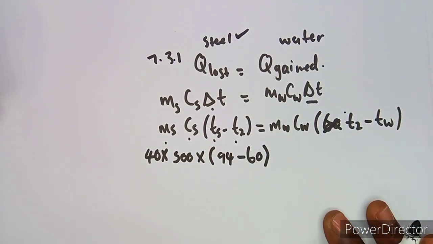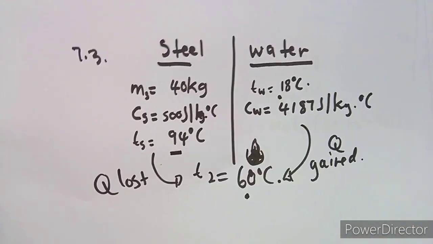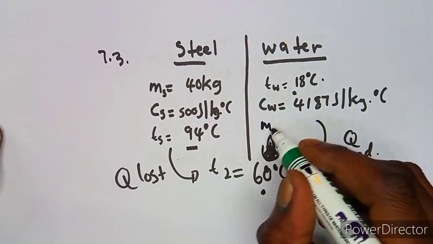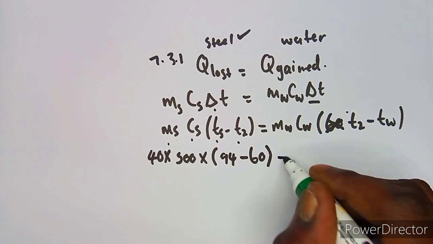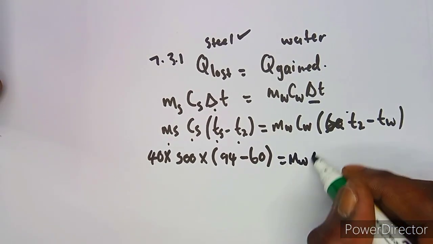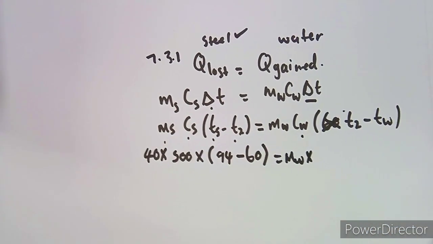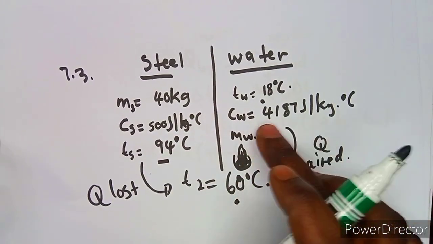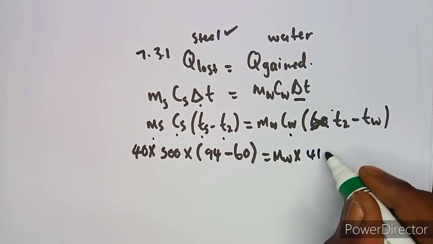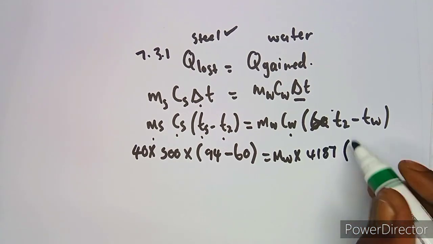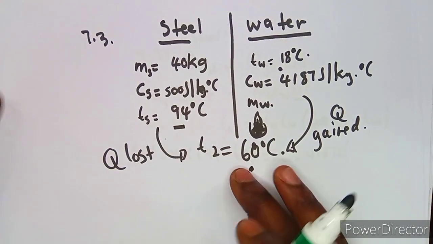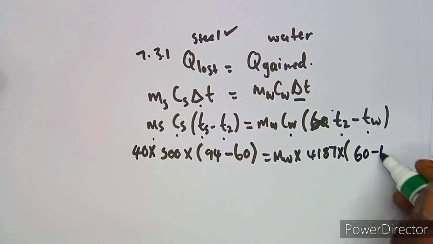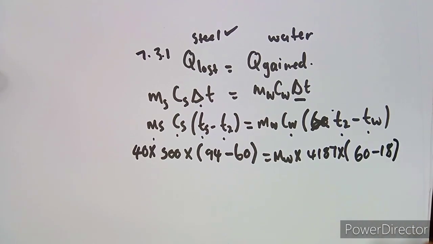We move on to water. The mass of water is the one that we want to calculate, because we do not have it here. So we have the mass of water times the specific heat capacity of water, which is 4187, times T2 minus Twater. T2 is 60 minus Twater, which is 18. So it's 60 minus 18. All right, so that's the concept there.